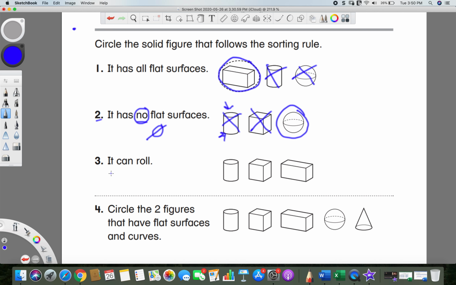Okay, let's read number 3. Number 3, the clue is it can roll. It can roll. So what is the only shape that can roll around on a table? Okay, I'll give you guys a couple seconds to circle your answer. Is it either a cylinder, a cube, or a rectangular prism? Go ahead and pick your answer.